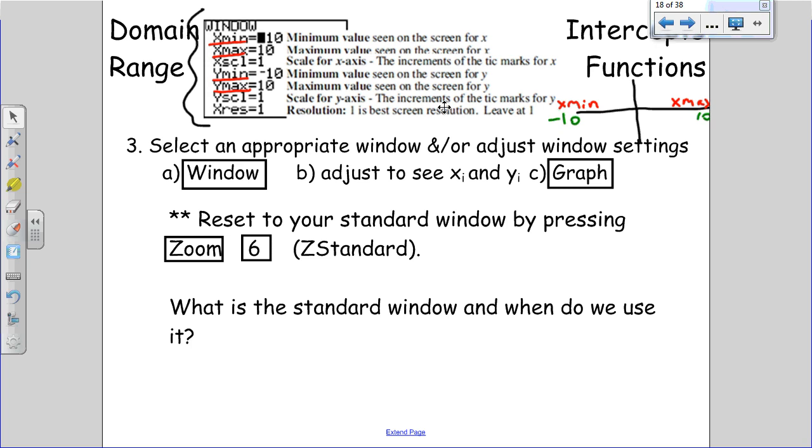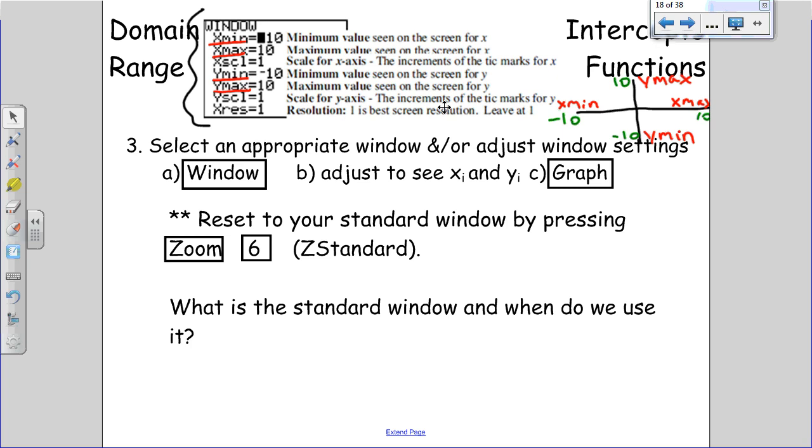Your Y min and your Y max we change a lot too. Y min is the lowest that you're ever going to see, and Y max is the highest that you're ever going to see. Again, when you're graphing something for the first time and there's no context to the equation, you just leave it in the standard setting, which is -10 and +10. So the standard setting is to see -10 down, +10 up. We call that our standard window.